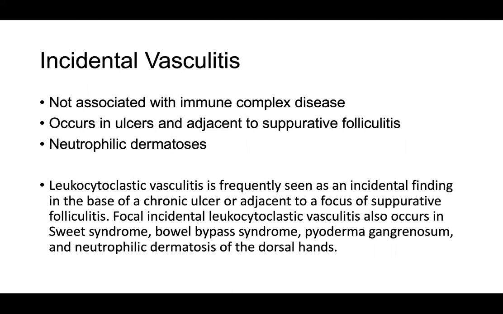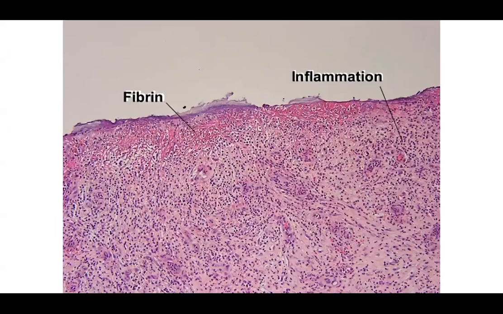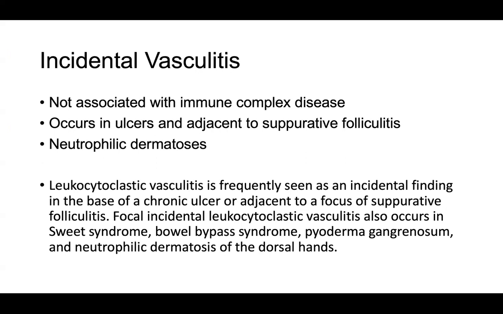Incidental vasculitis is not associated with immune complex disease. It occurs in ulcers and adjacent to suppurative folliculitis. As I mentioned, ulcers, again, it's a chicken or the egg question. You're definitely not going to be able to say it was caused by vasculitis if you have a full-blown ulceration. Neutrophilic dermatoses such as Sweet's as well, of course, that's a neutrophilic process. So as those neutrophils pour into the site of pathology, of course, they're going to end up causing vessel inflammation and destruction. So just to hammer it home, leukocytoclastic vasculitis is frequently seen as an incidental finding at the base of a chronic ulcer or adjacent to a focus of suppurative inflammation, and focal incidental LCV also occurs in Sweet's.